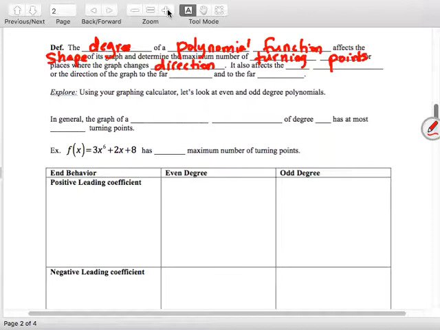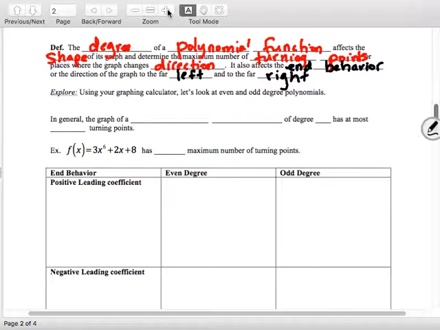Let me repeat that sentence before I continue. The degree of a polynomial function affects the shape of its graph and determines the maximum number of turning points, or places where the graph changes direction. It also affects the end behavior, or the direction of the graph to the far left and to the far right.